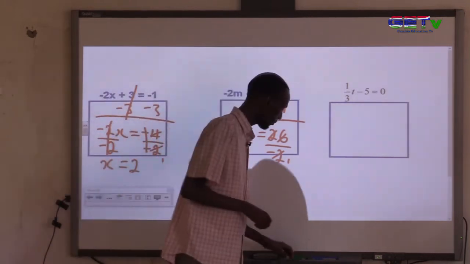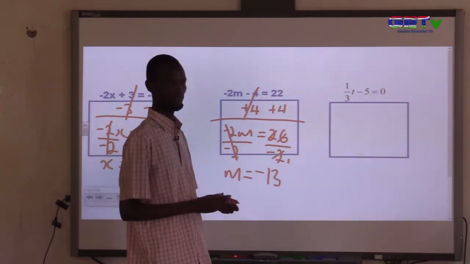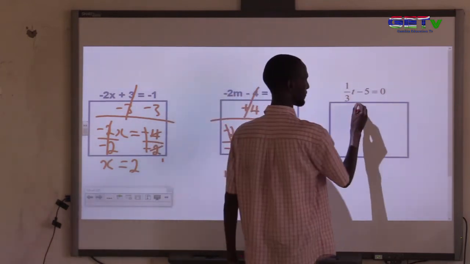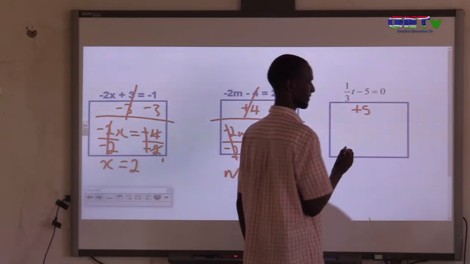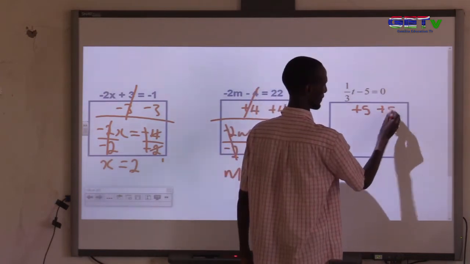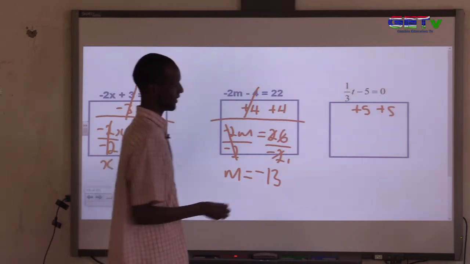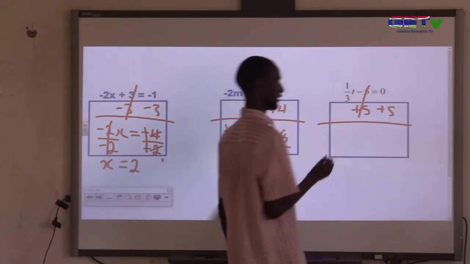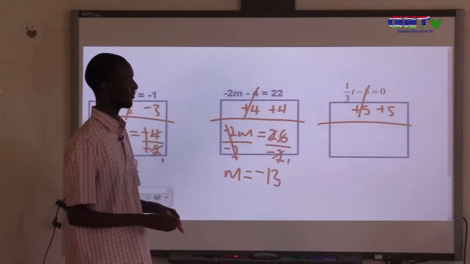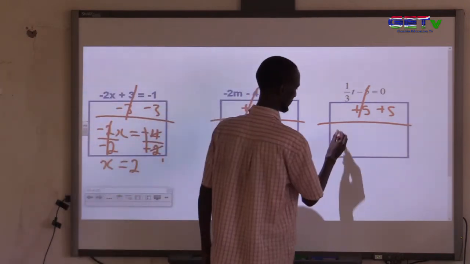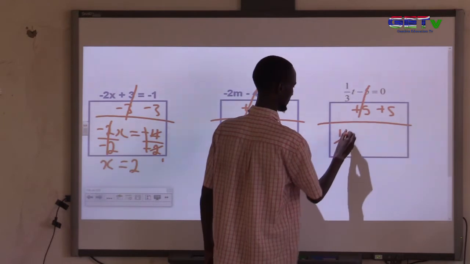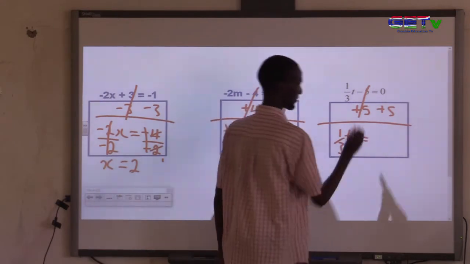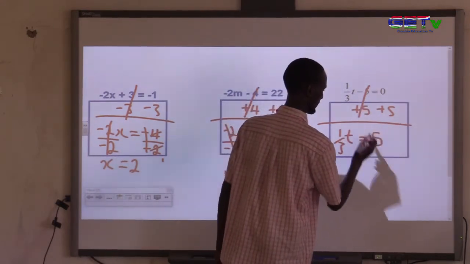So therefore, we need to undo the 5 there. 5 is negative 5. And to undo a subtraction, you add. So I will need to add 5 on this left-hand side and add the same 5 to the right-hand side, rather. And having done that, the 5's will cancel each other out because negative 5 plus 5 would amount to 0. So they are gone. But still, we are left with 1 over 3t on that left-hand side equals 0 plus 5 will give us 5.